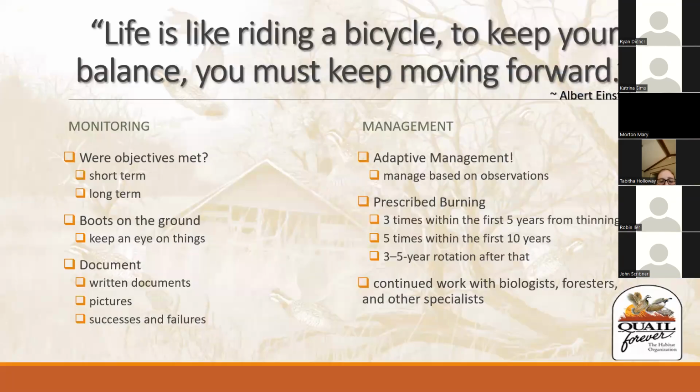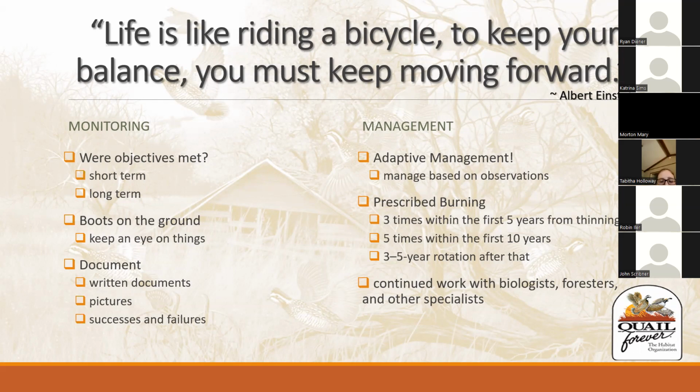So, monitoring and management. Albert Einstein said, "Life is like riding a bicycle. To keep your balance, you must keep moving forward." So again, just because you think you're done, you're not done. We want to monitor what we've been doing. Were your objectives met? You should have short-term and long-term goals. Boots on the ground, keep an eye on things. Walk your property and see what's going on once you've gotten the work completed. Are you seeing an increase in wildlife? Document these things, write this stuff down, take pictures, document your successes and failures, because that will help you to maybe change up your plans if something's not working.